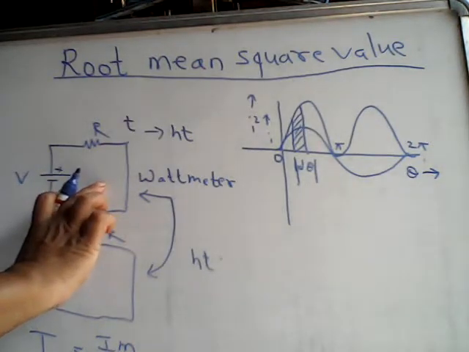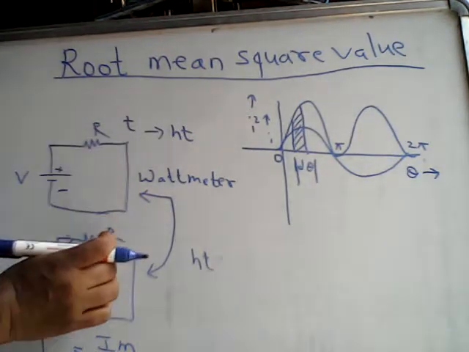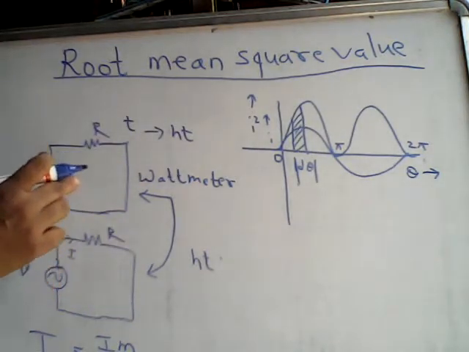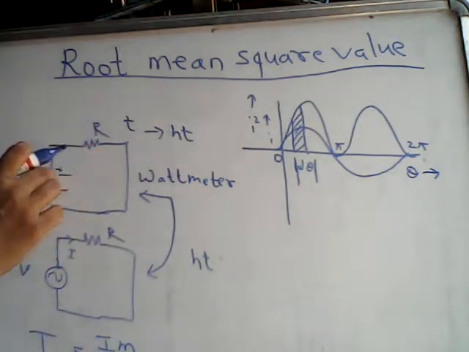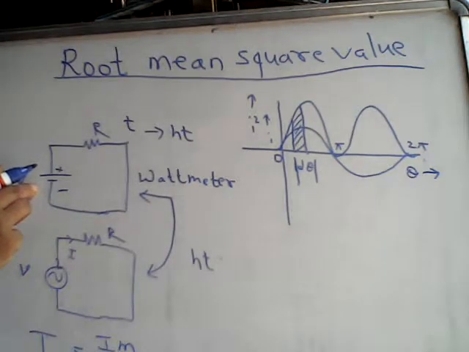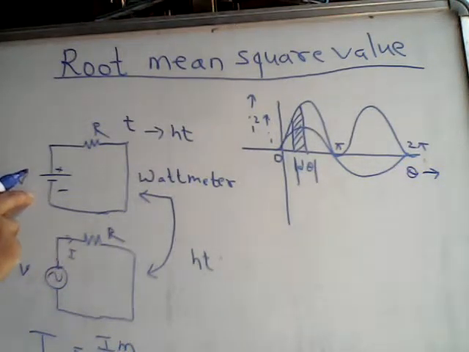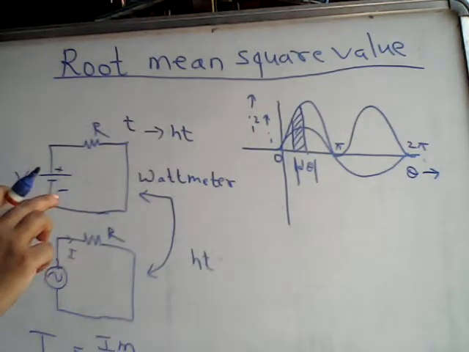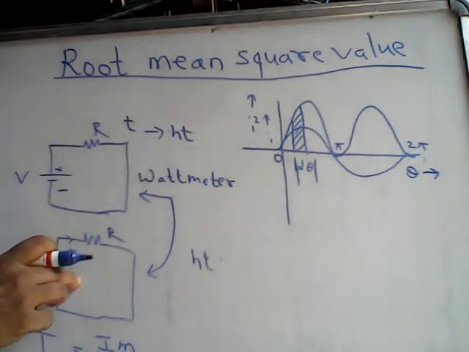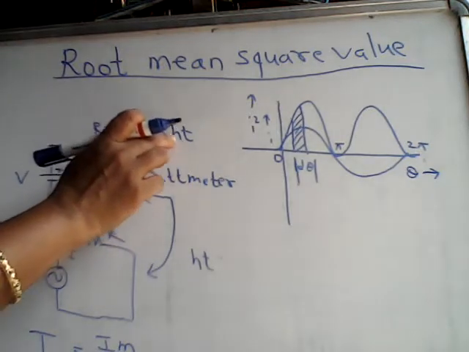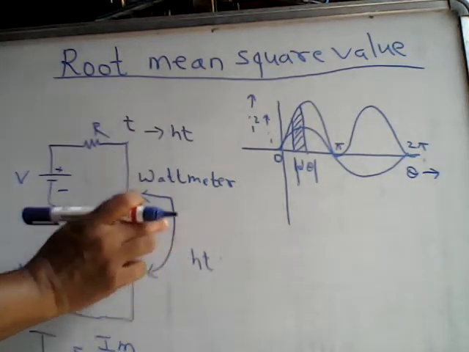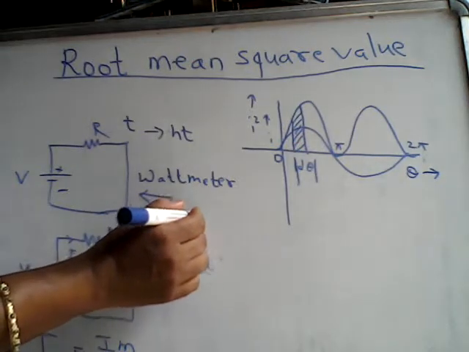Consider two circuits having the identical resistance value. The resistance is same in both the circuits, but one circuit is connected to DC power supply and the other circuit is connected to AC power. So this is the circuit which is connected to DC voltage and this is the circuit which is connected to AC voltage. And if the current is passed through both the circuits, it should produce the same amount of heat when both the currents are passed for the same amount of time.